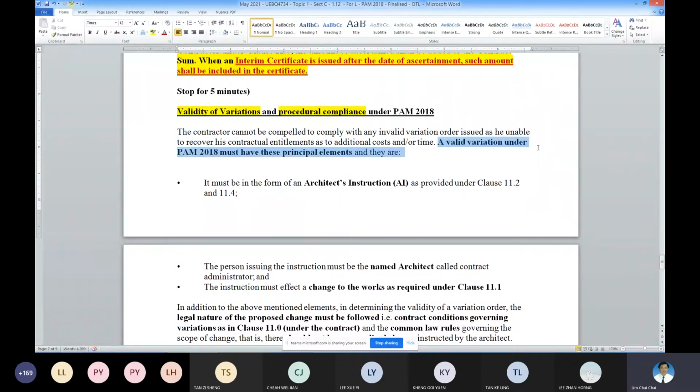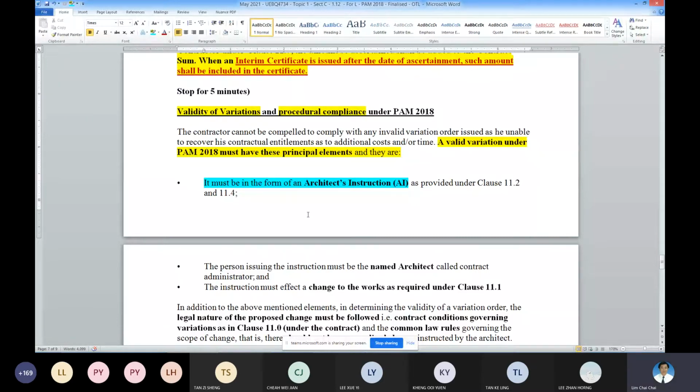So these are the items that you must have. Number one, it has to be an AI from the architect. Under PAM, it must be AI. It cannot be EI or whatever. It has to be an AI, architect's instruction, because under PAM, the architect is the party, because that document is specifically drafted, standard form, for the architect.